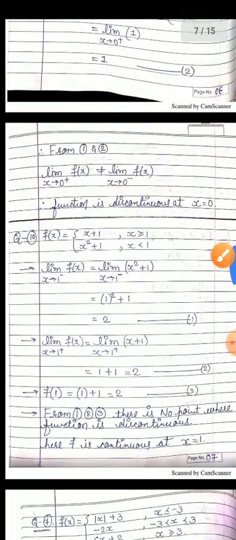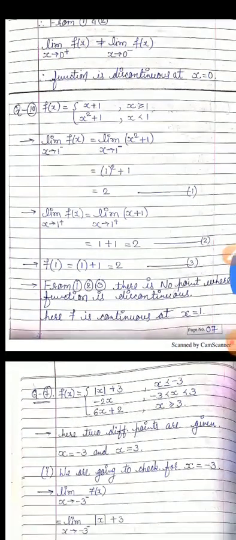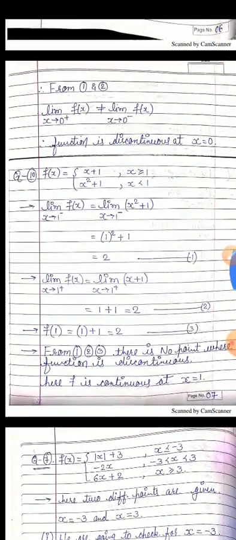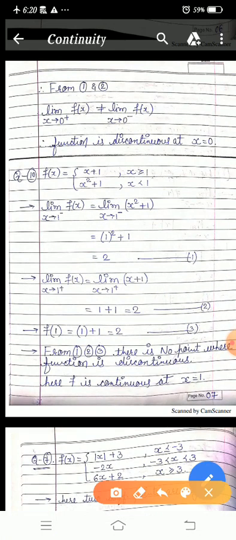Suppose we are taking next question, that is question number 10 from the same exercise. Function is f of x equals to x plus 1 whenever value of x is greater than or equals to 1, and second function is given, that is x square plus 1, and that is whenever value of x is less than 1.